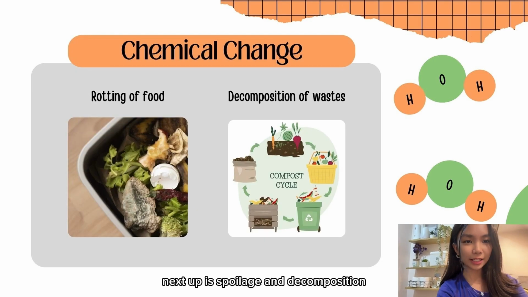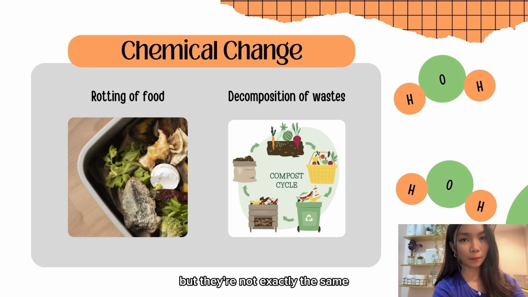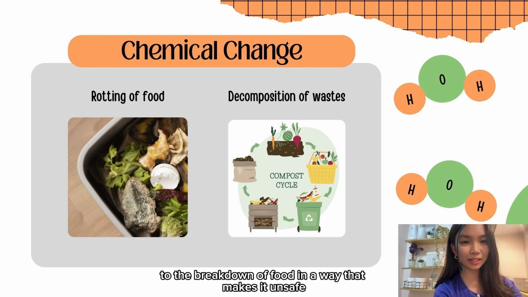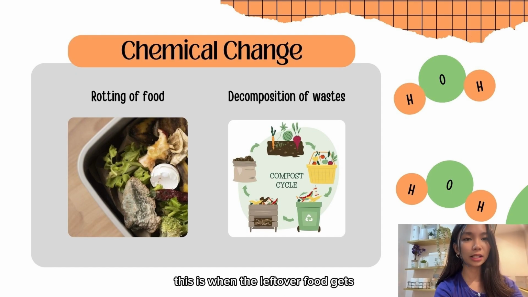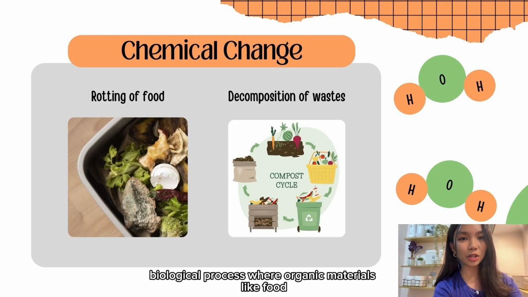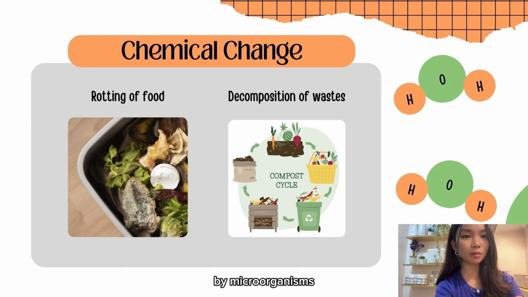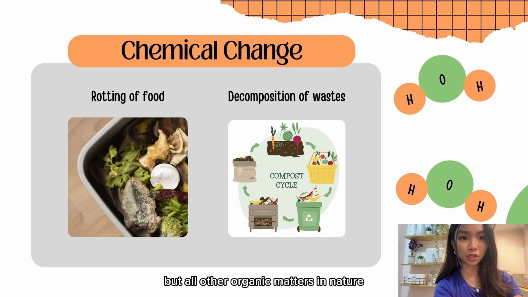Next up is spoilage and decomposition. Now these two are actually related, but they're not exactly the same. Rotting of food, or spoilage, basically refers to the breakdown of food in a way that makes it unsafe for human consumption. This is when the leftover food gets moldy and releases a foul smell. Now, decomposition of waste is a natural biological process where organic materials like food, plants, and animal remains are broken down into much simpler substances by microorganisms. Furthermore, decomposition does not only focus on food, but all other organic matter in nature.